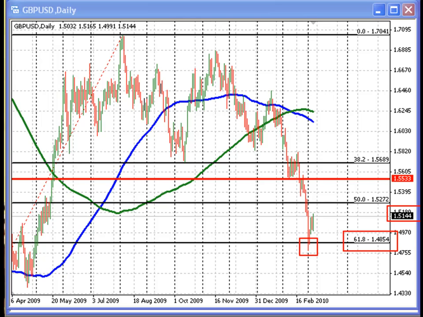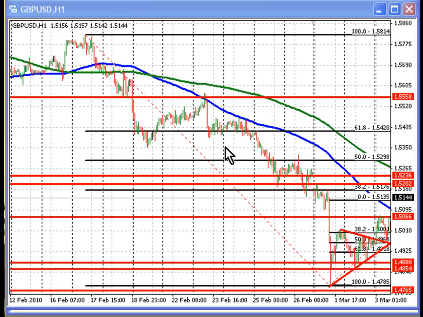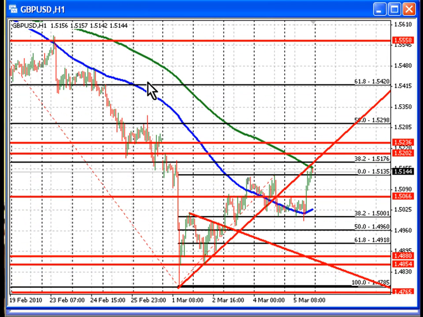and started its move to the upside. We're closing the week at 151.44, which is a strong close, especially given the move to the downside here. And we do have resistance off this daily chart at 152.72, which is 50% of the move up from the 2009 low to the 2009 high. Now let's go to the hourly chart and we'll take a look at what that is telling us.